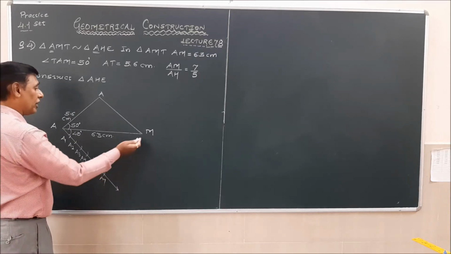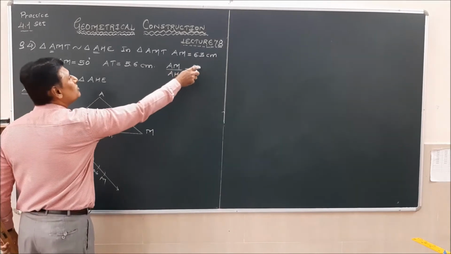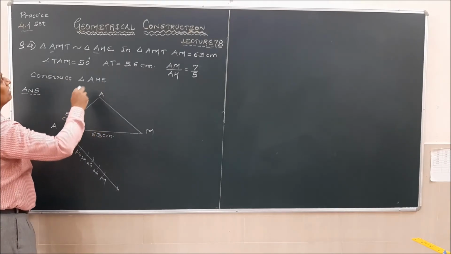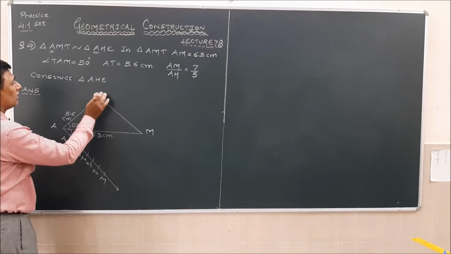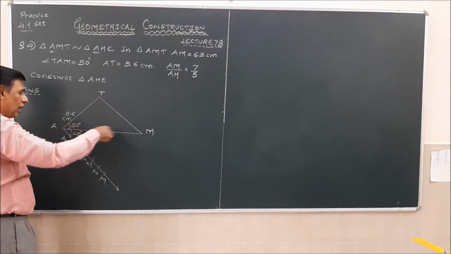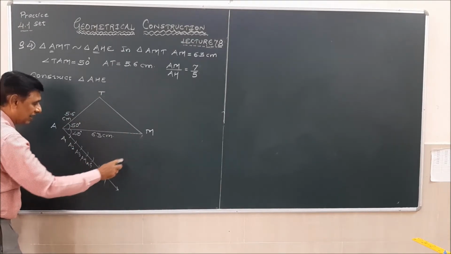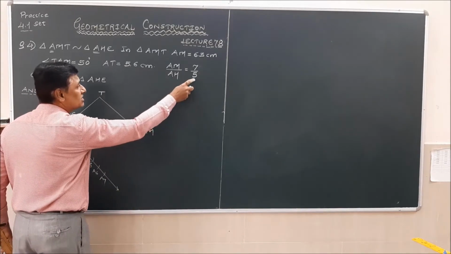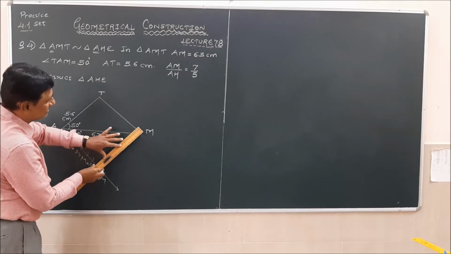Now you have to join with M. Which part will you join with M? AM is 7. Triangle ATM is the greater one, and that's why you have to join M with A7. M with A7, because AH is smaller. AH is smaller. So join A7.